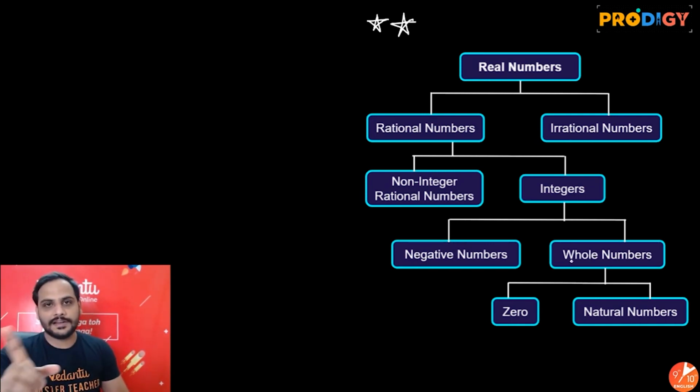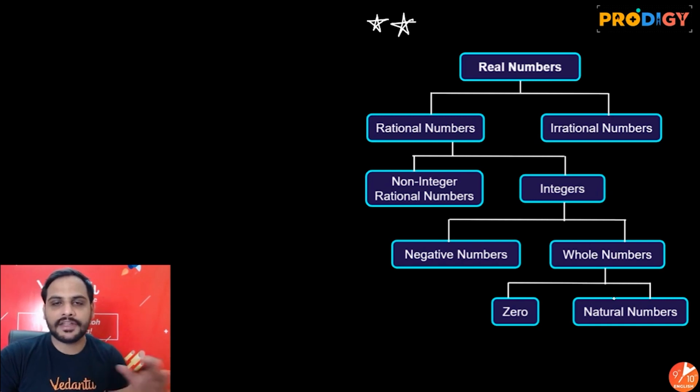Alright, 0 is neither negative nor positive, so whole numbers. And in whole numbers, there is one 0 and the remaining are natural numbers. So you have to know every number through this pie chart, through this chart.